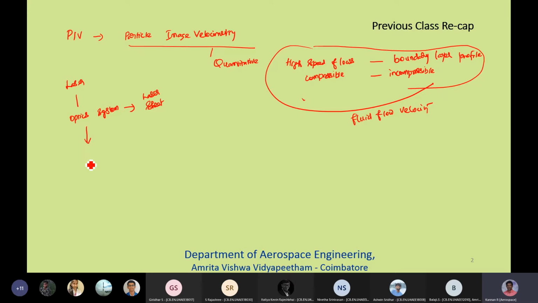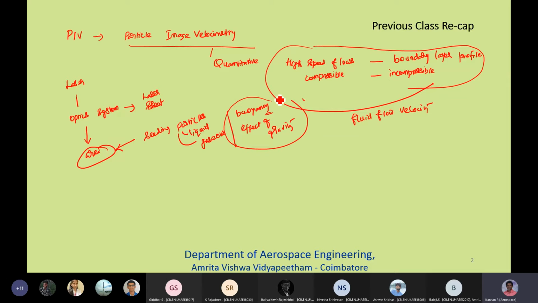Then comes the area of interest, with flow through the area of interest. In the area of interest we are going to put the seeding particles. We talked about the seeding particles. In a liquid medium, what kind of seeding particles will we use? And in the case of a gaseous medium, what seeding particles are used? We have to look at the buoyancy of the seeding particle and also the effect of gravity on the seeding particle. These two things mainly we have to look at.